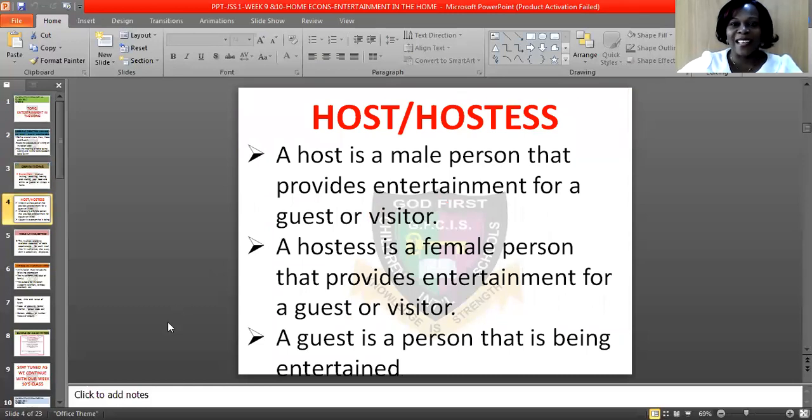Host and hostess, and guest as well. A host is a male person that provides entertainment for a guest or a visitor. That is when a man provides entertainment for a guest, we call that person a host. While a hostess is a female person that provides entertainment for a guest or a visitor.